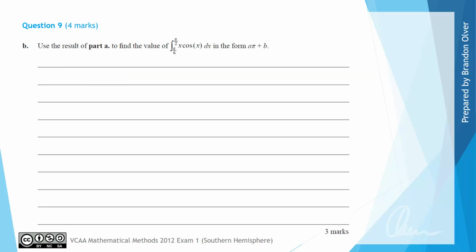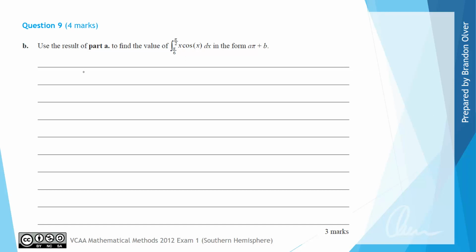For part B, we're told to use our result from part A to find the value of the integral between pi on 6 and pi on 2 of x cos of x dx in the form a pi plus b. We're asked to use the result from part A because we need to use integration by recognition to get an antiderivative of x cos of x, because it's not a formula that we have on our formula sheet.